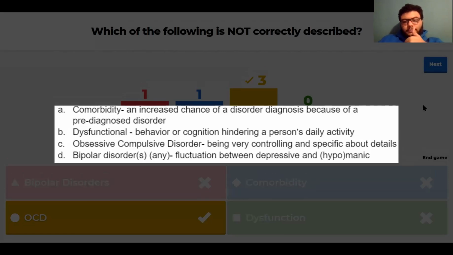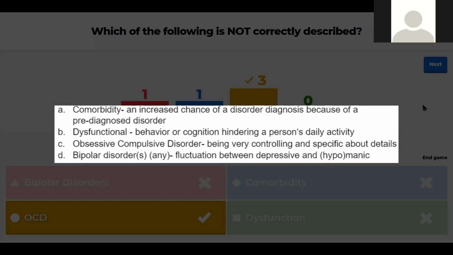Are we good on this one? Wait, I thought comorbidity was also when you had like more than one disorder. Yes, so for example, say anyone has cancer and has an anxiety disorder. They can have two different disorders, but they're not really related. So in order for comorbidity to be the definition of comorbidity, the two disorders have to have some kind of relation or an increased chance of one because of the other.